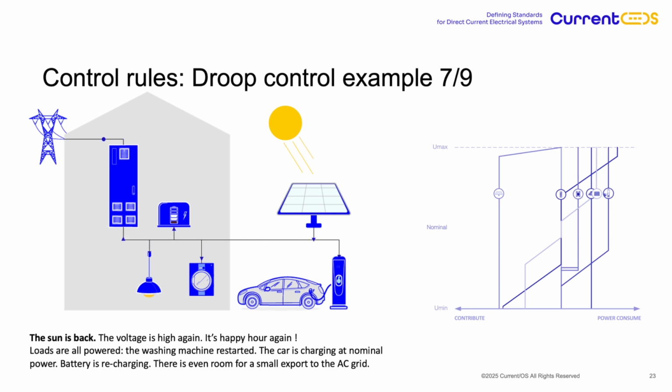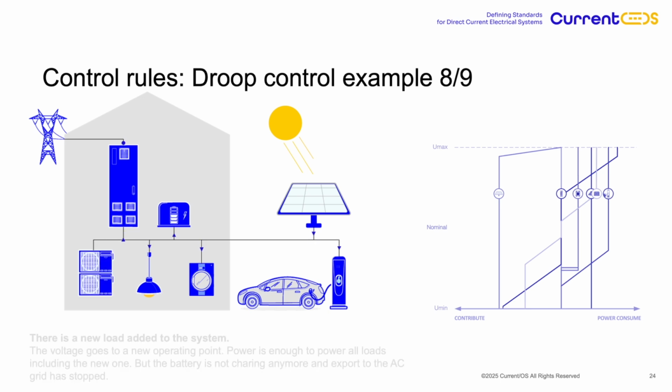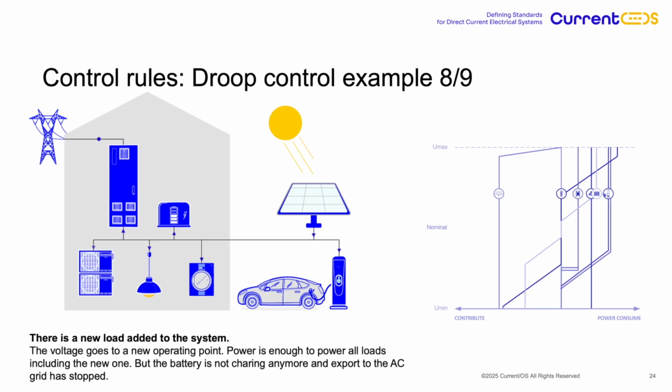We'll see now how microgrids can be extended easily. In this example, let's add a new load similar to an electric vehicle in terms of nominal power, but for a different purpose. Let's say it's a heat pump. What happens? In the theoretical diagram on the right, a new curve appears, and the system finds a new equilibrium. At this point, there is no longer enough power to charge the battery or export to the grid, but there is enough to supply the heat pump.